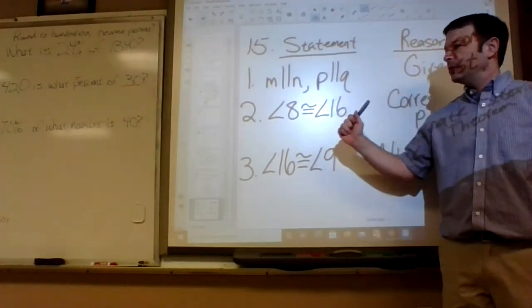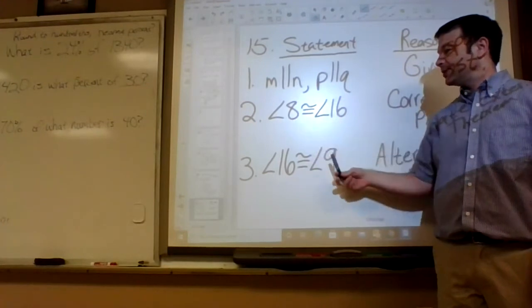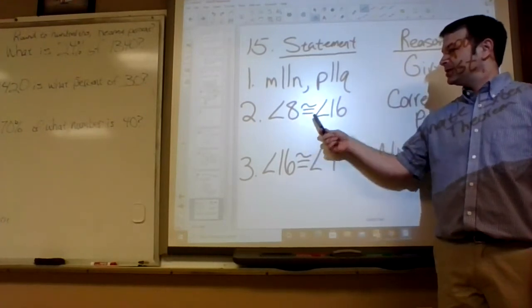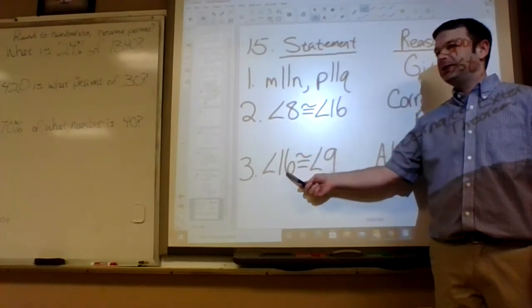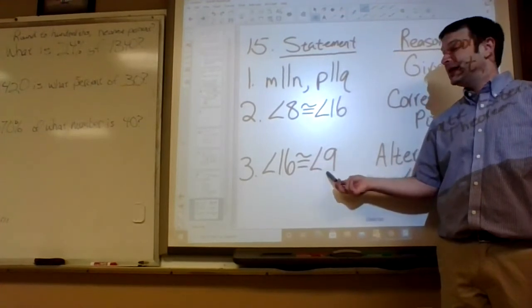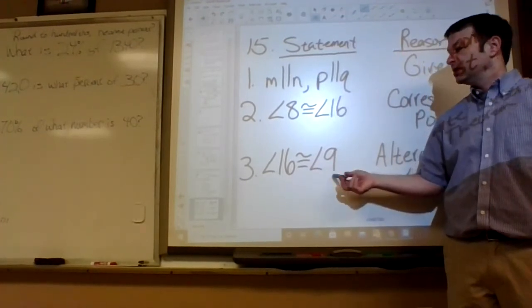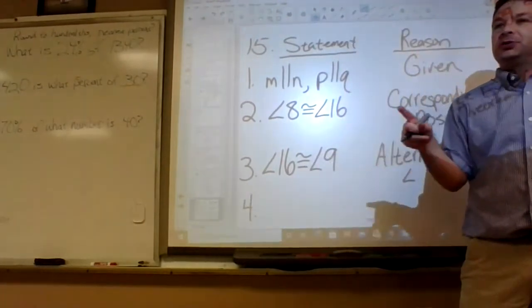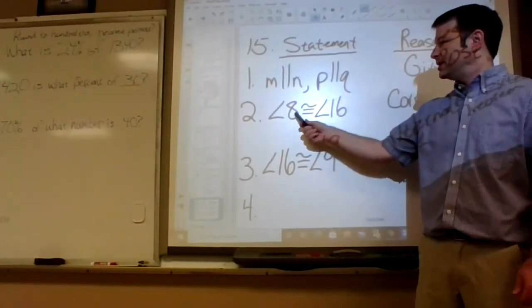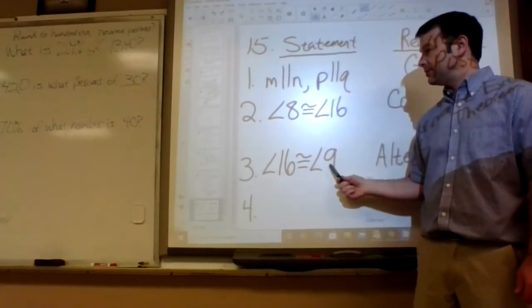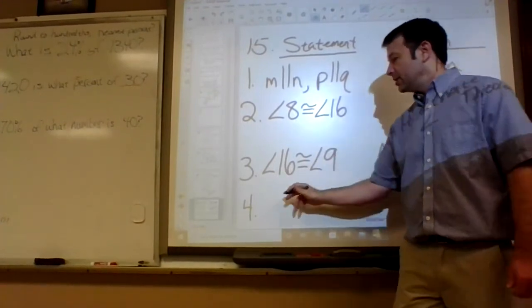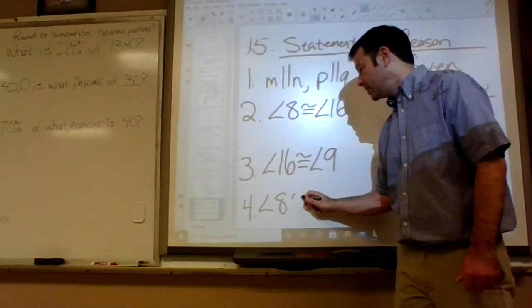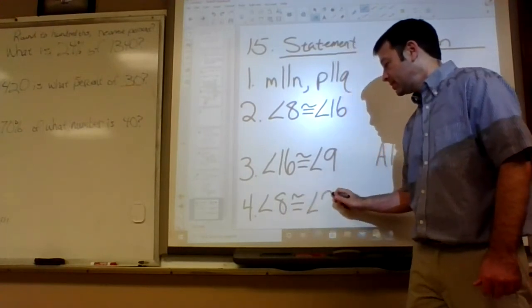So, what were we trying to say? That 8 and 9 were the same. So far we've said 8 is the same as 16, and we said 16 is the same as 9. Is that enough information? Yes. Substitution. Okay, I would accept substitution or transitive. 8 is the same as 16, 16 is the same as 9, therefore 8 is the same as 9. 8 is congruent to 9.